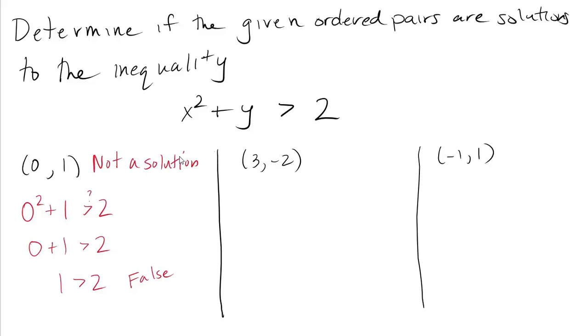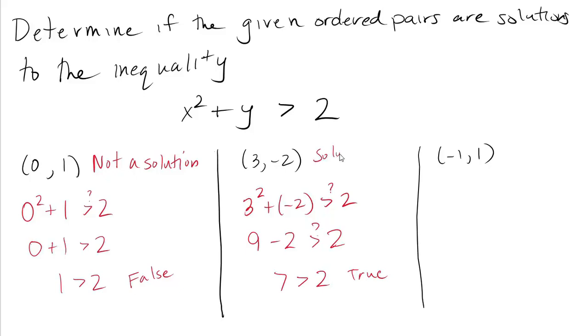Next we have 3, negative 2. So I plug 3 in for x, I plug negative 2 in for y, and I ask if this is greater than 2. So that's 9 minus 2. And 9 minus 2 is 7. And 7 is greater than 2. This is true. Because this is true, that means that 3, negative 2 is a solution.